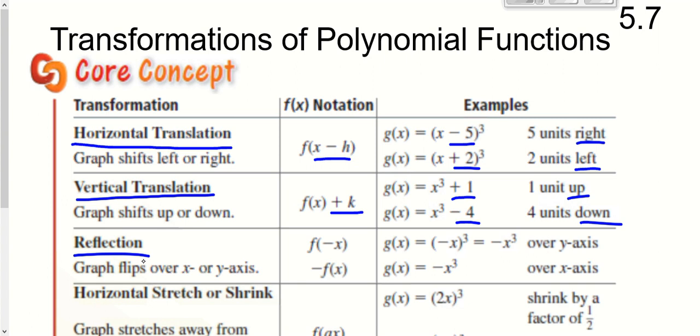In your reflections, if you have a negative on the inside, f of negative x, it's a reflection over the y-axis. A negative multiplied in front on the outside, negative f of x, is a reflection over the x-axis.